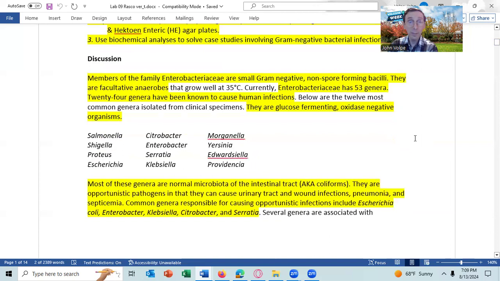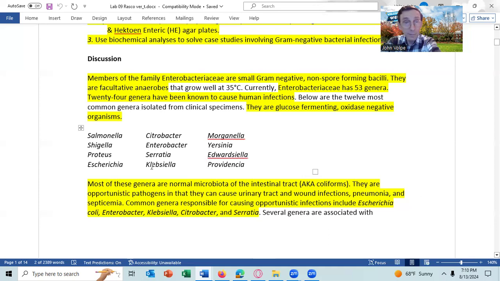Members of the family Enterobacteriaceae are all small gram-negative non-spore-forming bacilli. They're all facultative anaerobes. The Enterobacteriaceae is one of the largest families. There are 53 genera in this family. 24 of the genera have been known to cause human infections. Below are the 12 common genera causing clinical infections. All of the family of Enterobacteriaceae can ferment the sugar glucose, and they're all oxidase negative organisms.